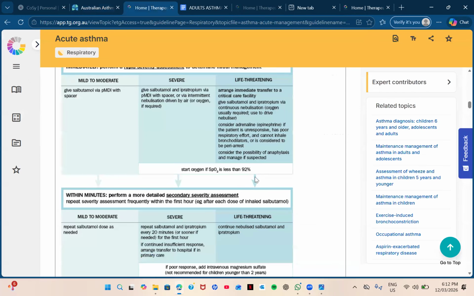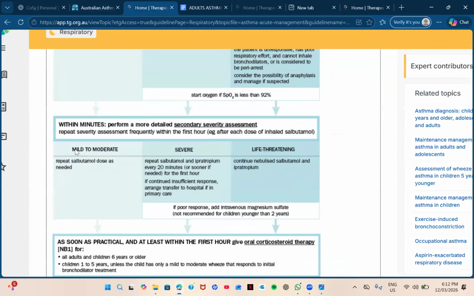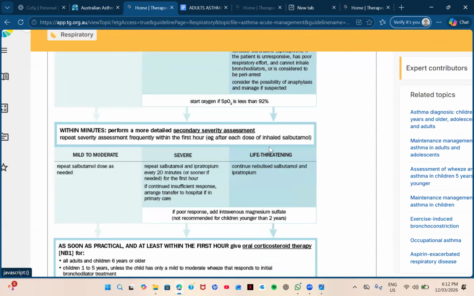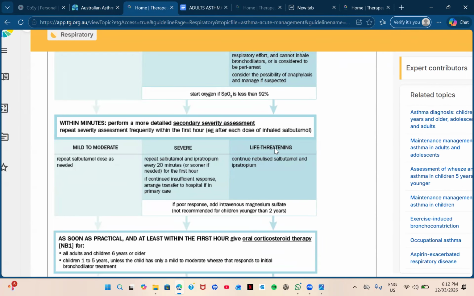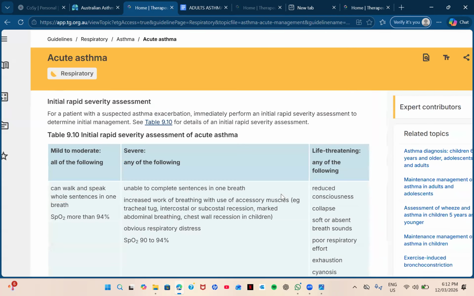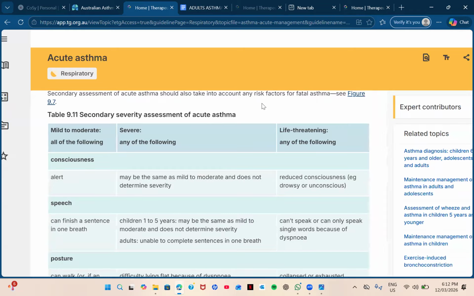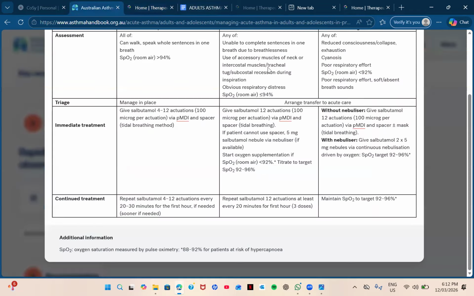Then what should you do? Then within minutes, perform a more detailed secondary severity assessment. So tell me, what is the secondary severity assessment, doctor? Okay, here. Yeah, this is the secondary severity assessment. Here also I will show.